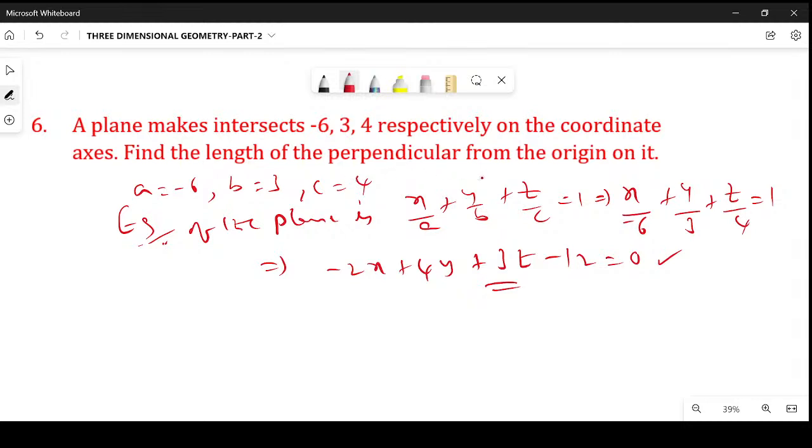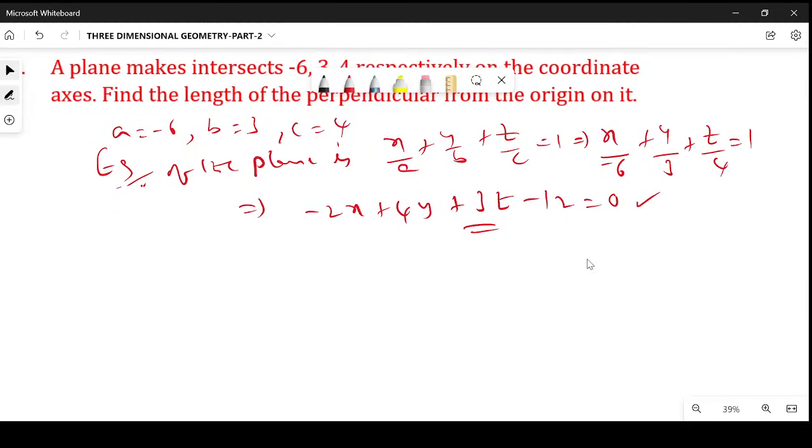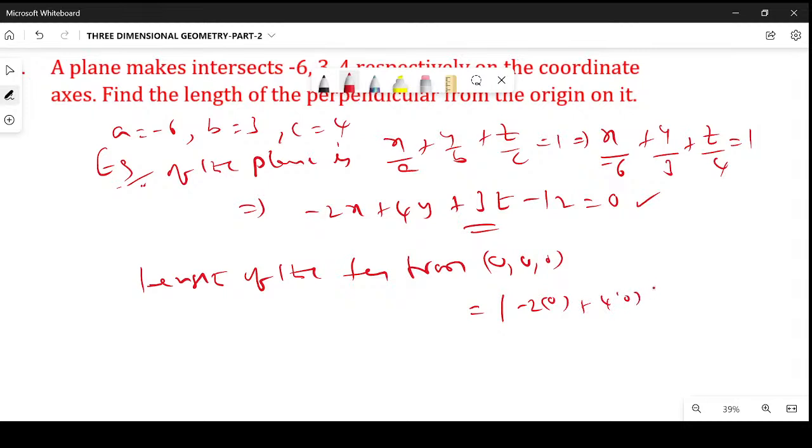Given the length of the perpendicular from the origin. When they are asking the length of the perpendicular from the origin, I can write the length of the perpendicular from 0, 0, 0, the origin, equal to, substitute into the plane equation, minus 2 into 0, plus 4 into 0, plus 3 into 0, minus 12, by the formula.